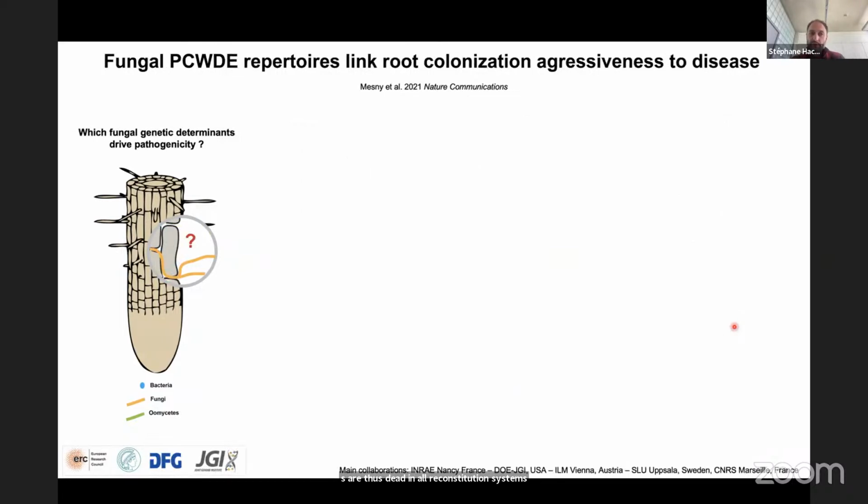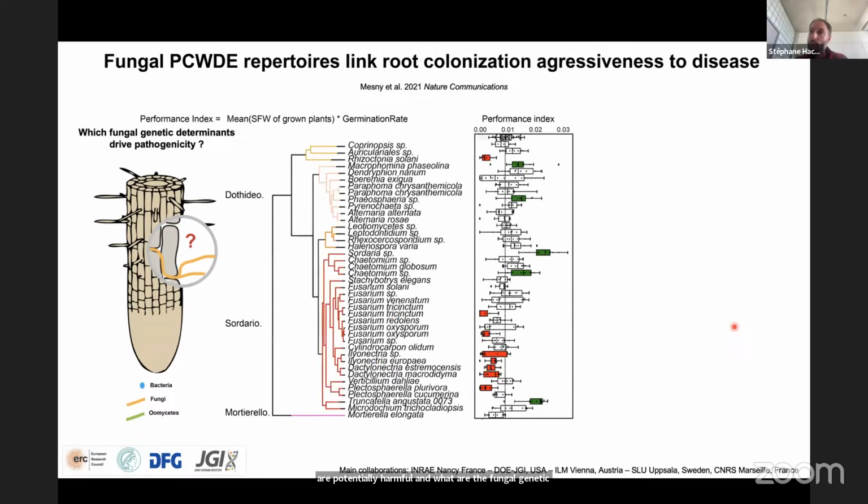So the next obvious question we ask is why these fungi are potentially harmful, and what are the fungal genetic determinants that drive pathogenicity? So to do that, we performed monoassociation experiments, so recolonization experiments of Arabidopsis using each of these fungi individually, and we looked at the effect on plant performance. So we identified many fungi that have neutral effects, few that have beneficial effects, and again, some of them that are highly detrimental for Arabidopsis.